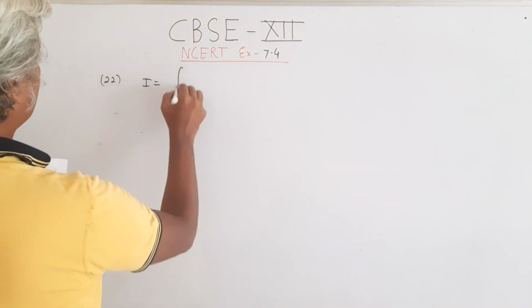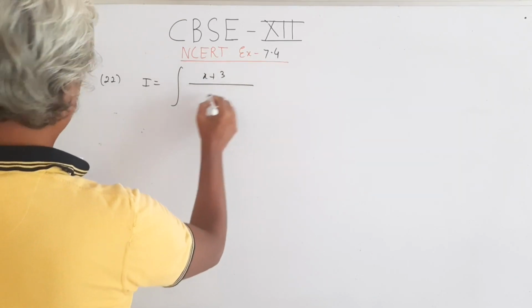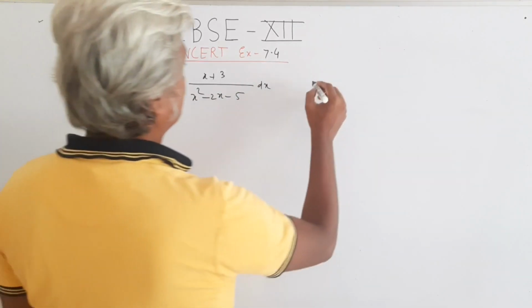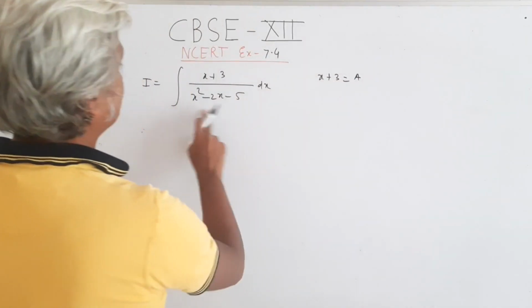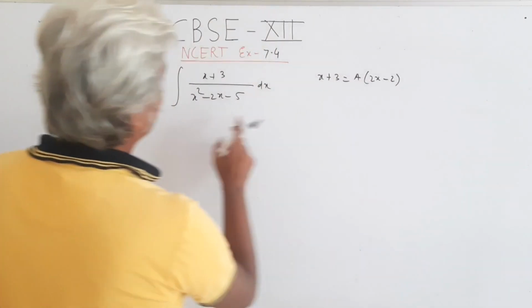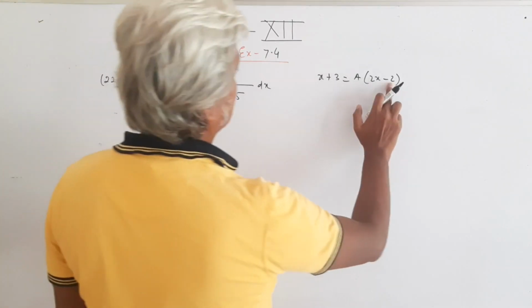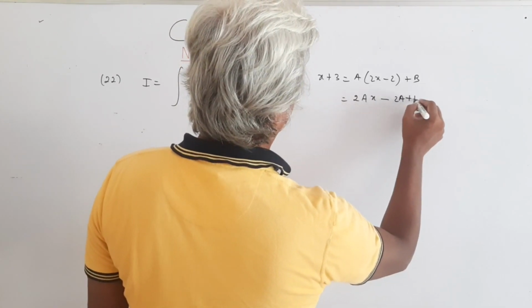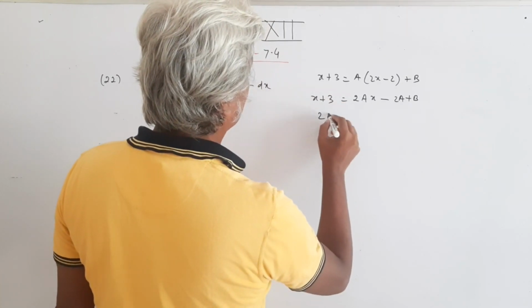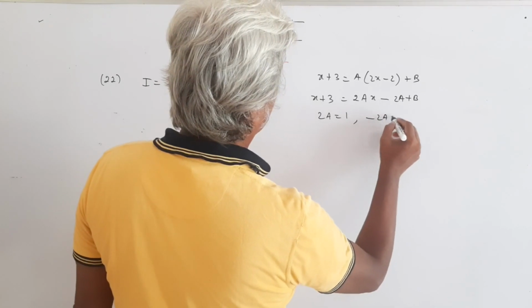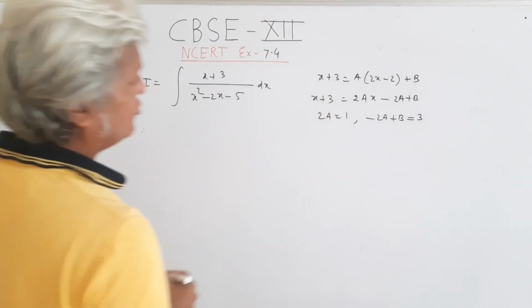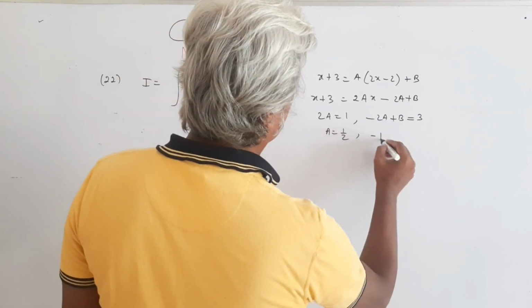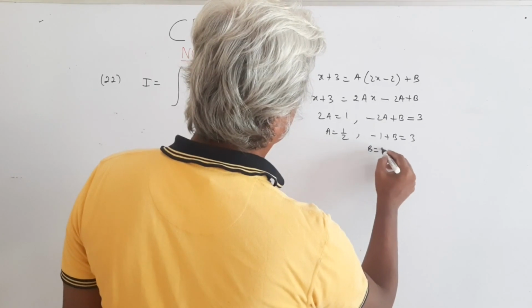So this I is integration of x plus 3 over x square minus 2x minus 5 dx. Same method, x plus 3 is a times differentiation of this, which is 2x minus 2, x square differentiation is 2x and 2x differentiation is 2, plus b. Then you get 2ax minus 2a plus b, that is x plus 3. So 2a is 1 and minus 2a plus b equal to 3. So a is half, and 2a is 1, so minus 2 is minus 1 plus b is 3, so b is 4.